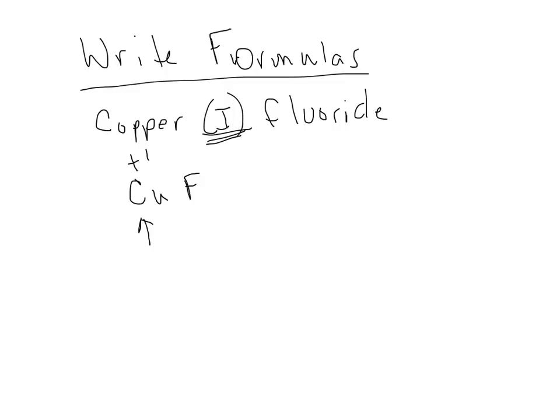We look on the periodic table. Fluorine comes from group 17 as a -1 charge. Okay, the +1 and the -1 cancel each other out, so the formula is simply CuF, copper 1 fluoride. Okay, let's do a few more. Let's take lead 2 sulfate, because we also need to be able to do polyatomic ions.